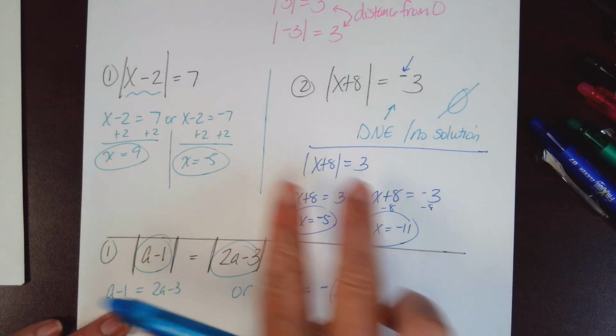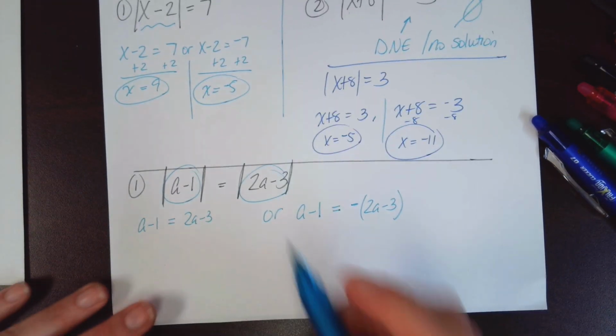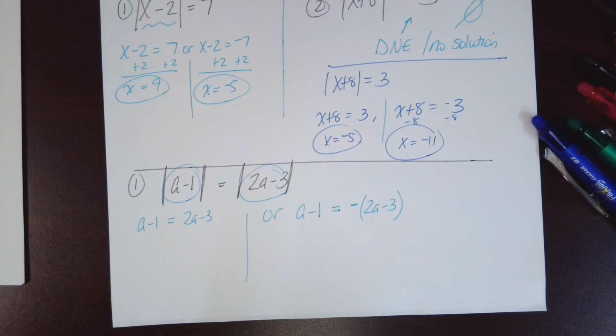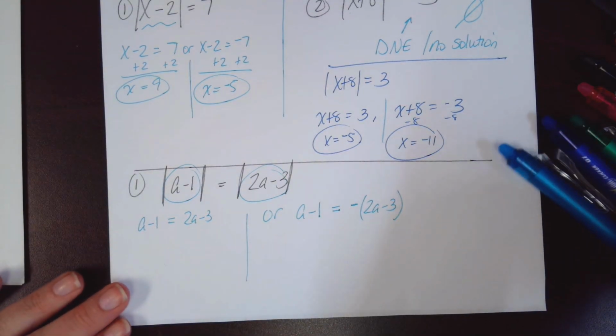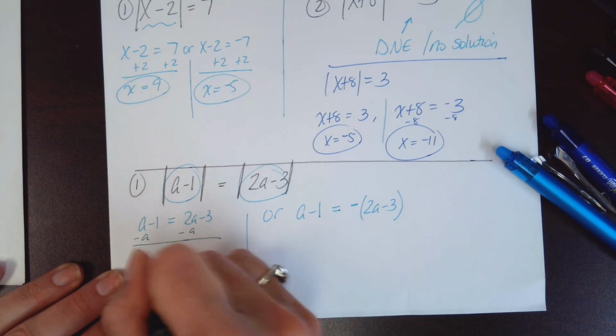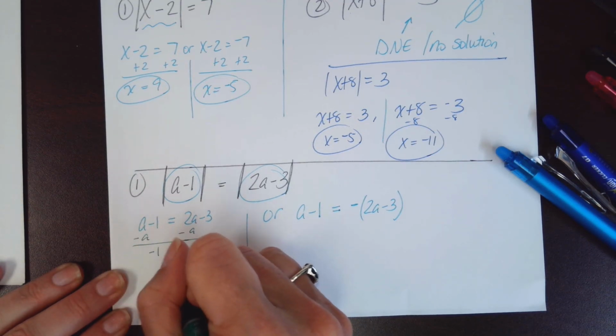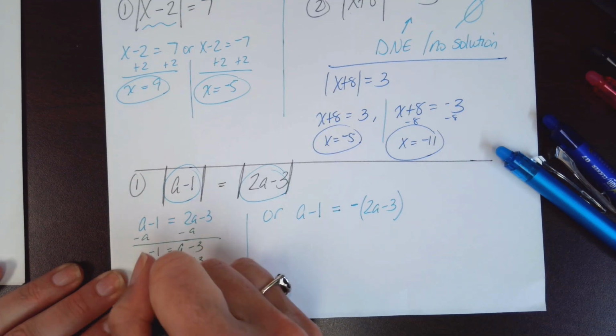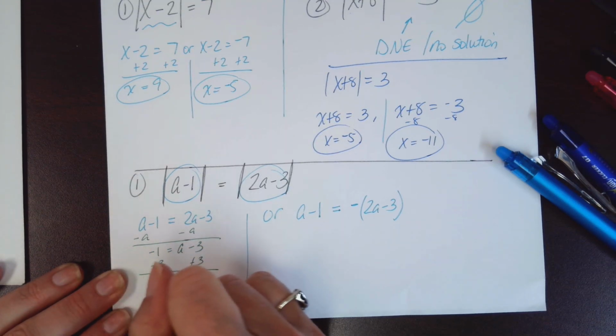So just like with each of these, we solve two separate equations, just moving things back and forth. To solve here, I'd like to keep my a's positive, so I'm going to move back to the right. And then I'm going to choose to add 3, so I get a equals 2.